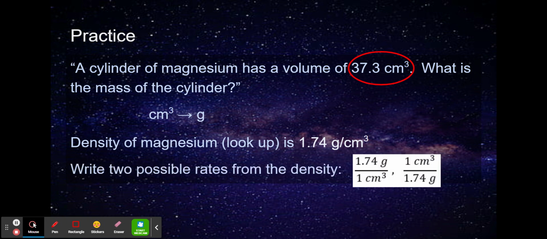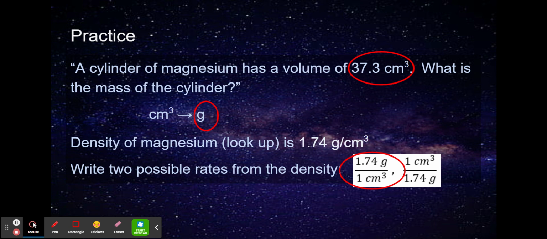All right, they're going to be 1.74 grams in 1 centimeter cubed, and 1 centimeter cubed has a mass of 1.74 grams. Okay, now we want to identify which one we need. Which one do we need? Where do we look? We look back at our map of the problem. And it's going to be the one that has grams on top because grams are the target unit.